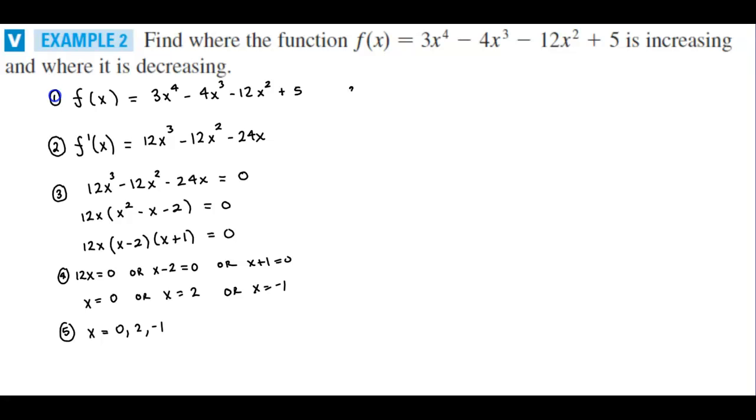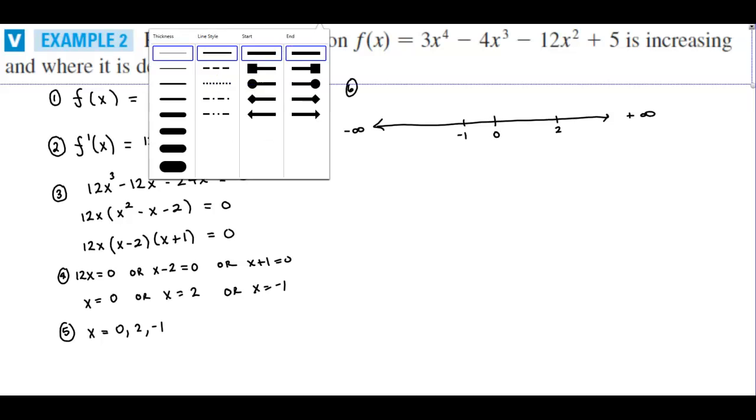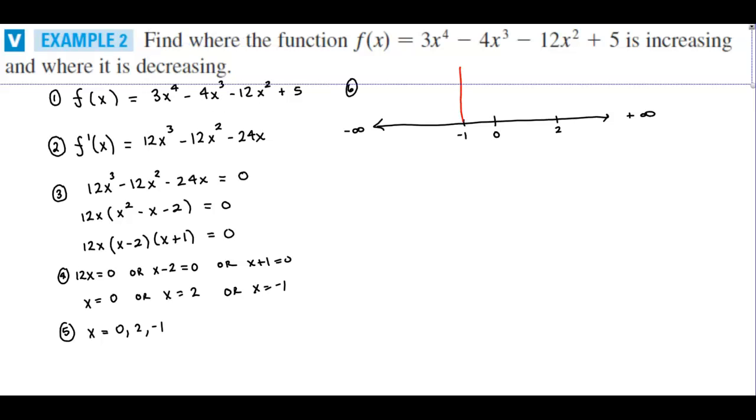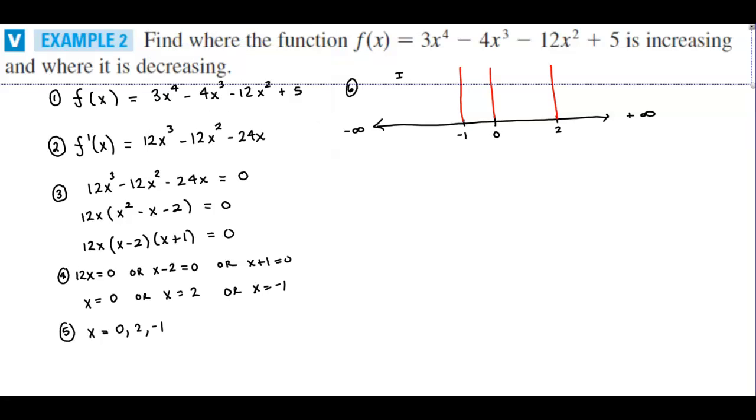So we're going to use those values that we got for our zeros on our number line. So we have 0, we also have negative 1, and then we have positive 2. Again, we're going from negative infinity to positive infinity on the number line. We're going to create our regions according to the zeros of the derivative. So we have region 1, region 2, region 3, and then region 4.